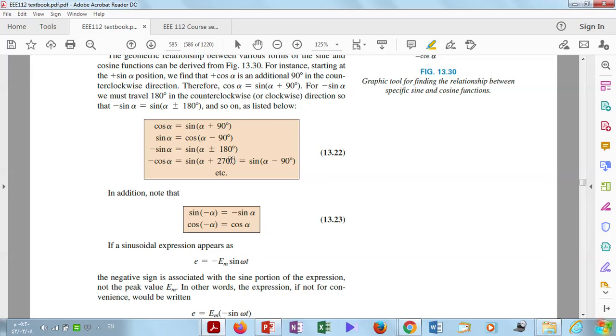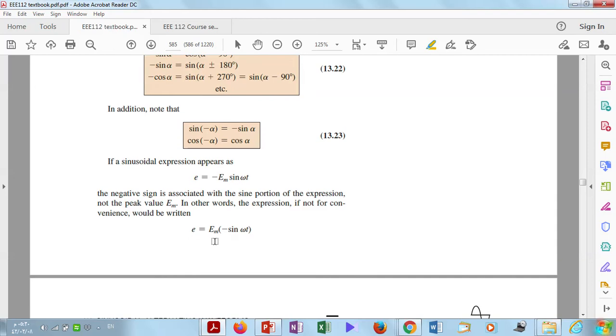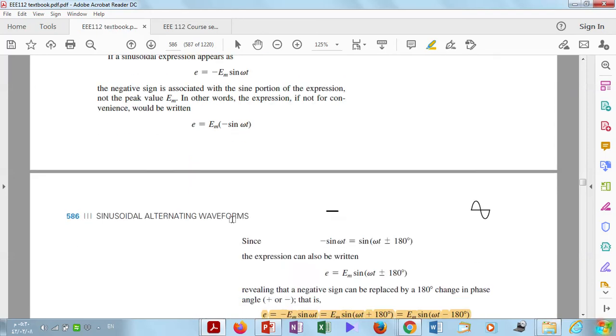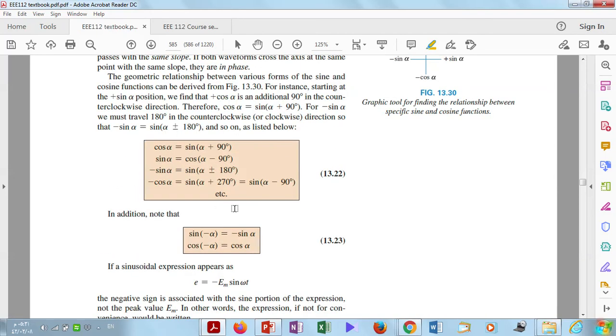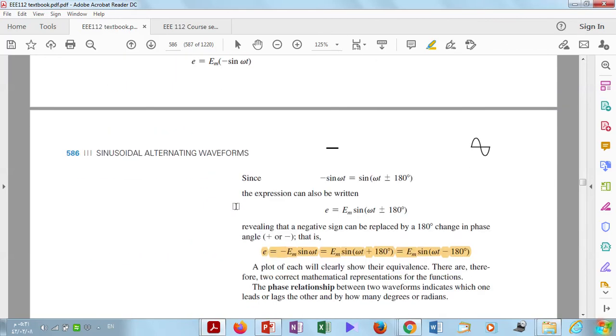We have other properties about sine and cosine. Sine is an odd function. This means sine minus alpha equals minus sine alpha. But cosine minus alpha is equal to cosine alpha. It will not change the value if we put minus inside cosine. These are some properties we will use during our course, especially in the beginning.